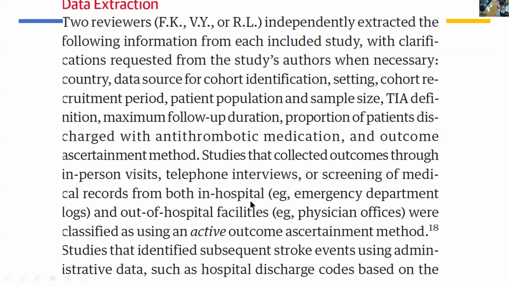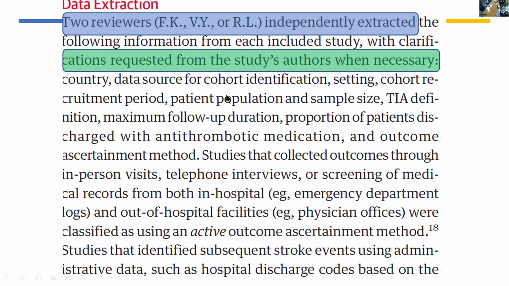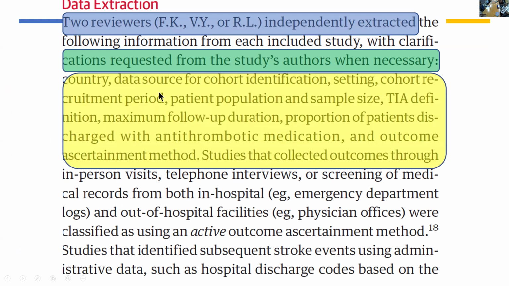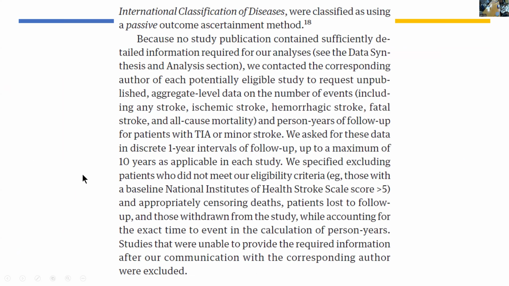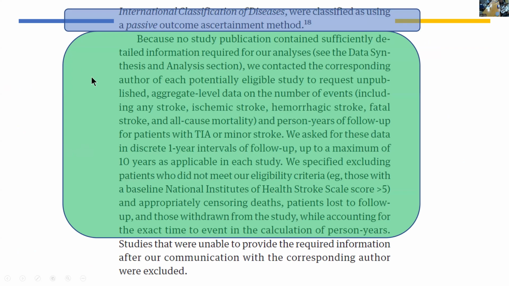And they have contacted the authors for missing data. They've given all the data, what all data they have extracted from each paper. They've also mentioned that they've classified as active surveillance and passive surveillance. The ICD classification of disease was used for passive outcome ascertainment. So they have given large details.